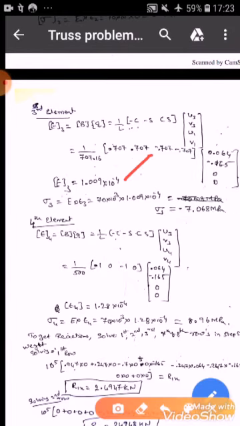The calculated value of strain here is 1.009 into 10⁻⁴. Stress is E into strain. If I multiply it, it is minus 7.068 MPa.